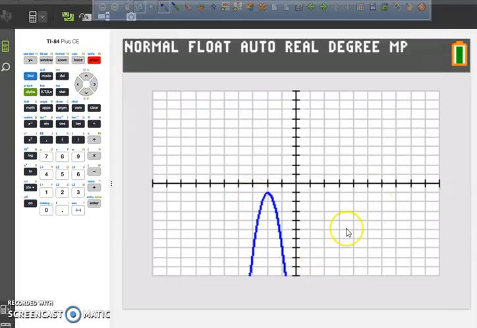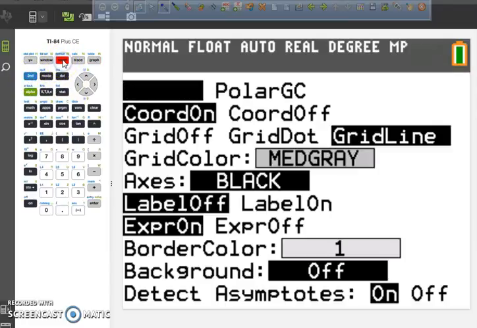Now, some of your calculators might not have these grid lines on it. If they don't, hit second, zoom, and you can go right over here where it says grid line and highlight it. So you scroll down like this, go to the right twice where it's blinking, press enter, and you have your grid lines on.